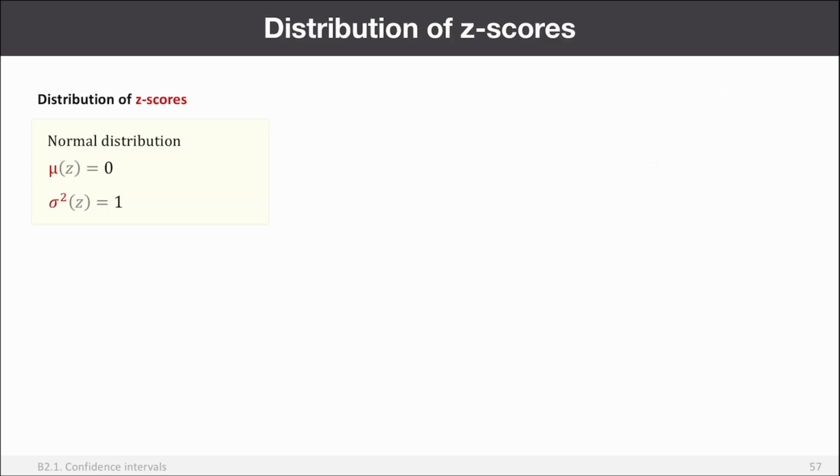So let's recall the normal distribution again. When we have normal distribution, we usually use standardized normal distribution. It's a distribution of z-scores. And then you remember that the average of distribution of z-scores is 0, and variance is 1, and the standard deviation is also 1. That's why we call it standardized.